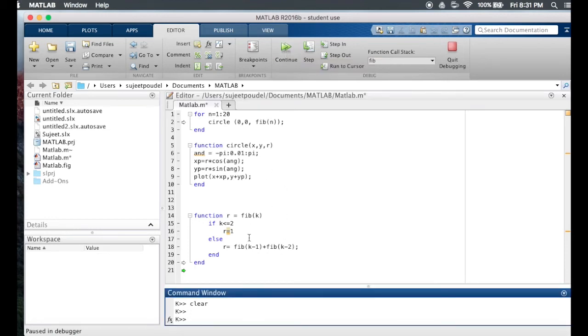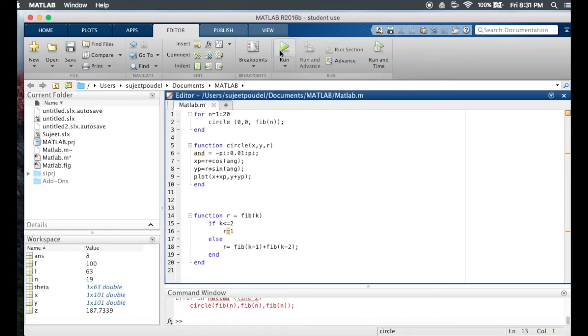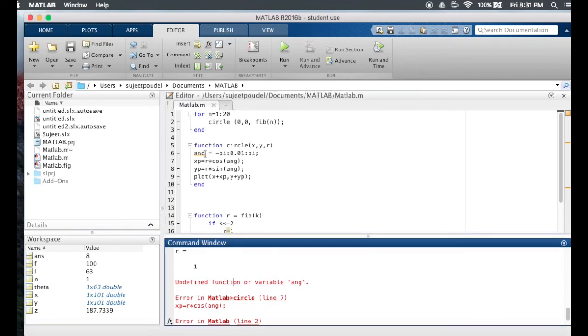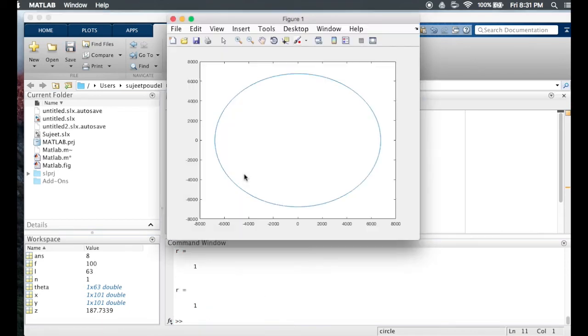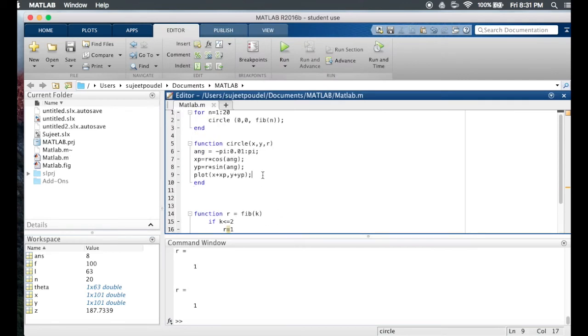The x and y is the center of the circle and r is the radius, and we have assumed 0 and 0 to be the center here. Here a and z is the angle that extends from minus pi to plus pi with 0.01 as the increments. We can have 0.1 as well, but 0.01 gives a precise measurement and fineness in the plot.